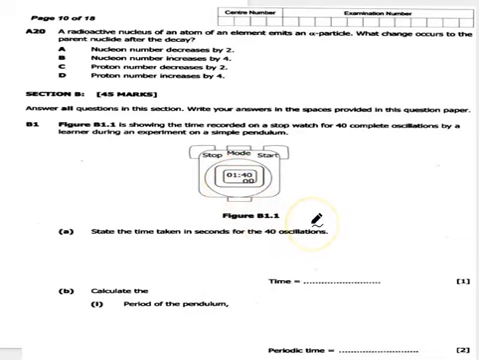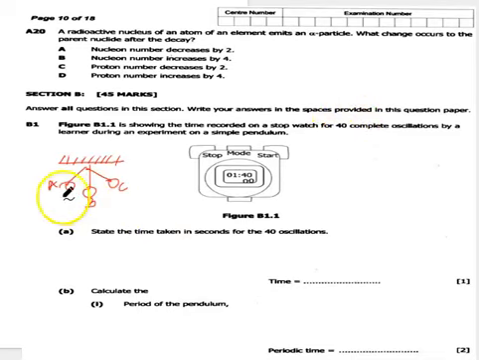Now, to make it more clear on this one, let's say this is our simple pendulum. We want to make it very clear on this. So let's say this is our simple pendulum, and let's say this is our point A, then this is our point B, and this is our point C. How did this learner come up with these 40 complete oscillations?